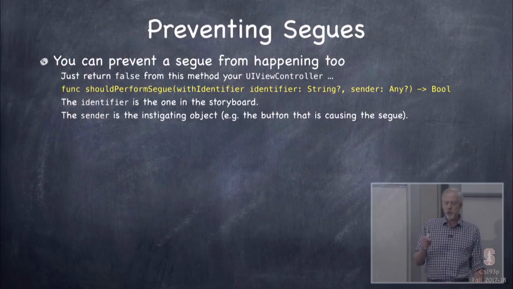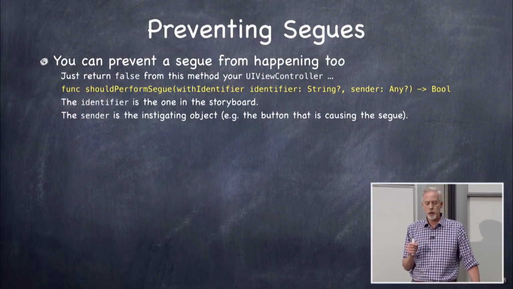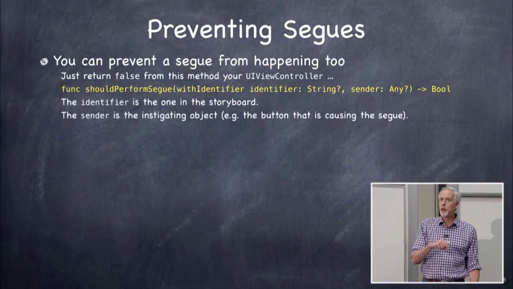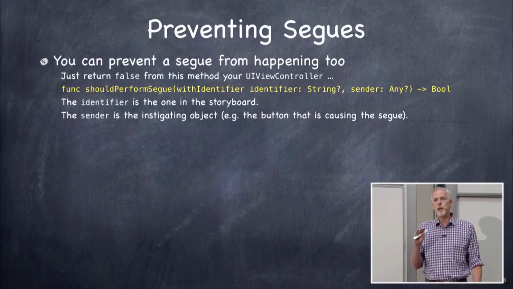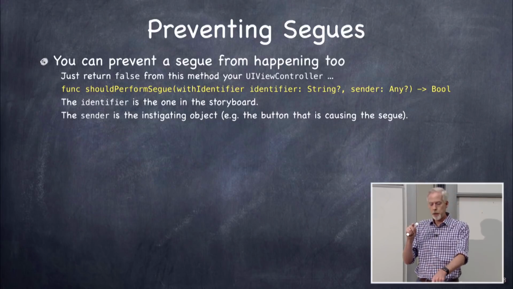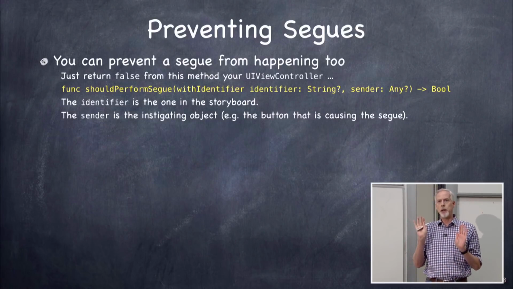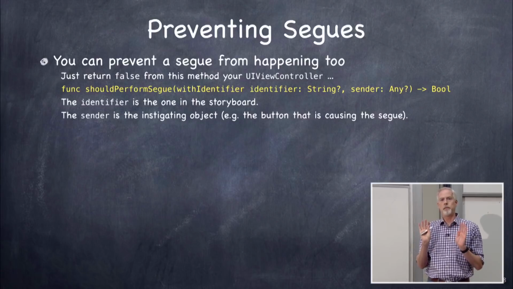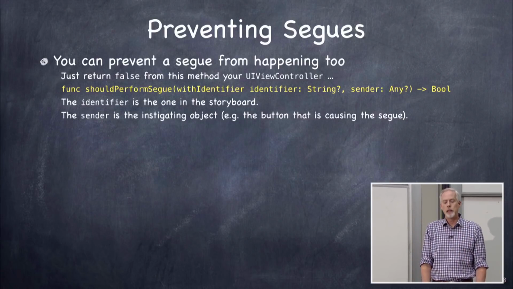You can prevent a segue from happening with this method, shouldPerformSegue, in UIViewController. You get the identifier. If you return false from this, then the segue will not happen. So someone clicked on that graph button, the system looks at this method. If it says no, then it will not segue to a new graph controller. It's just like you never even clicked on that button. This is pretty rare to do, but occasionally you might want to do it.